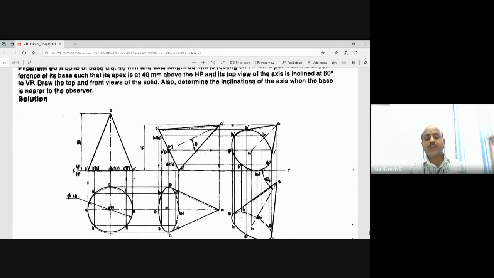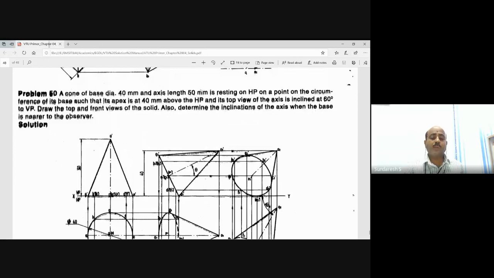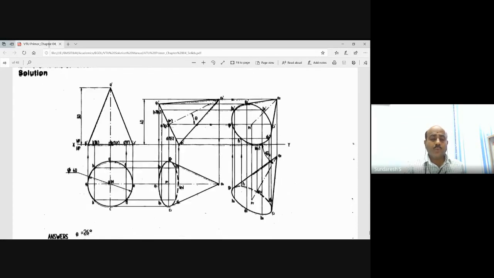In this case, the base diameter is 40 millimeters and the axis length is 50 millimeters. So for the top view of the cone, you have to draw a circle of 40 millimeter diameter. Similarly, as we discussed for a circular lamina, divide the circle into 8 equal parts. Once you divide it, project it for the front view. In the front view, the cone will have an apex, since it is a solid of revolution. So draw the vertical projectors from each point till the XY line.